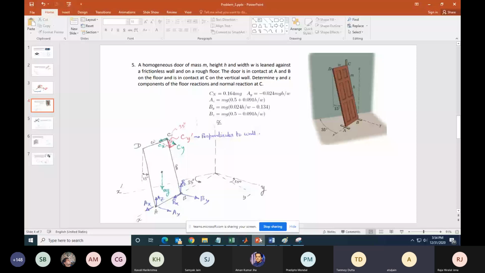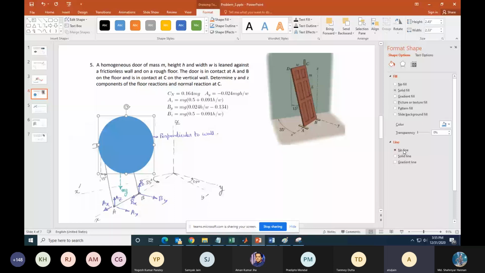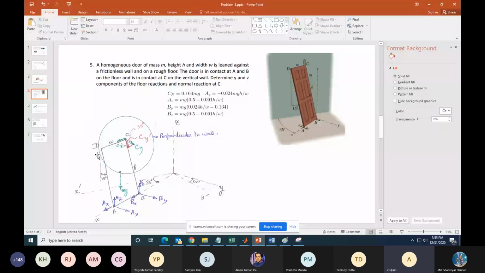Okay, is CX along the door or on the green wall? It should be along the door. Let us focus our attention on this part of the free body diagram. I think many people are having doubts. Let us only focus on this. For the time being, you can forget about other parts.